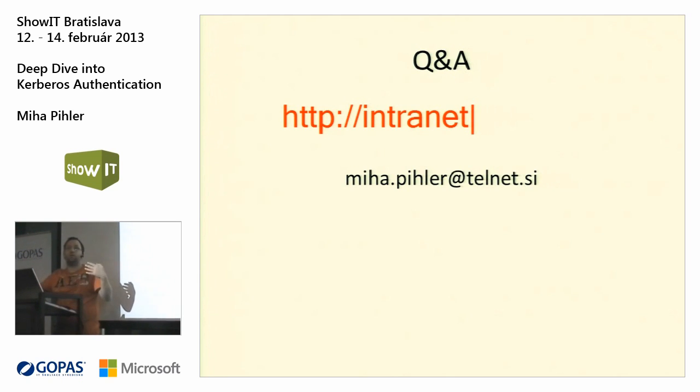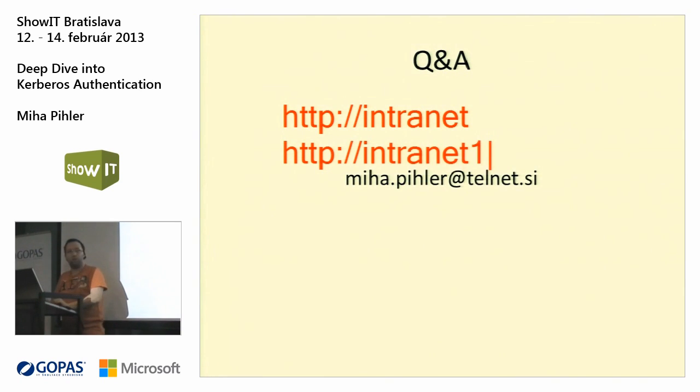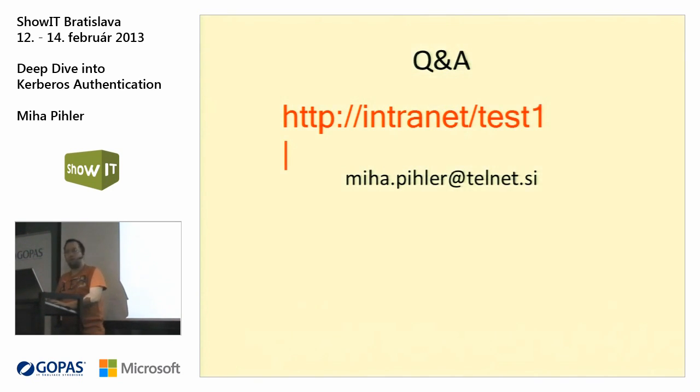Why would I want to use different pools for this address? Yes, I will then have, let's say, this HTTP intranet 1. Do you agree? No? Why not? Oh, okay, I understand now. You mean like this, intranet test 1 and test 2 and so on. What would be the best option? I don't know. I would have to sit down and think about it, but I'm sure there is a way around it.